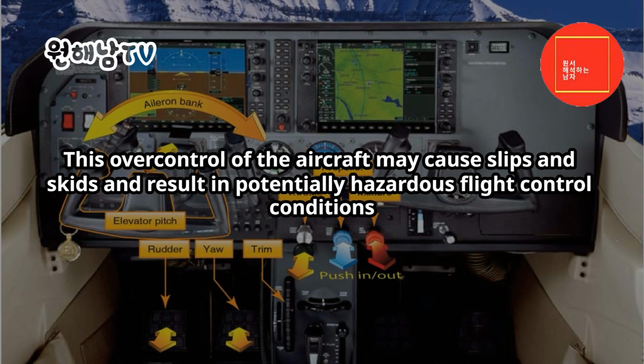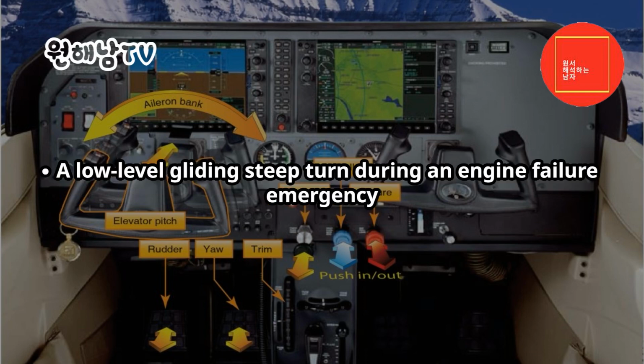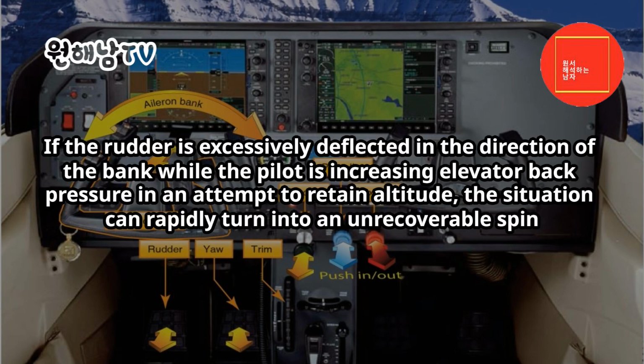and result in potentially hazardous flight control conditions. Some examples of this hazard are a low-level gliding steep turn during an engine failure emergency. If the rudder is excessively deflected in the direction of the bank, while the pilot is increasing elevator back pressure in an attempt to retain altitude, the situation can rapidly turn into an unrecoverable spin.